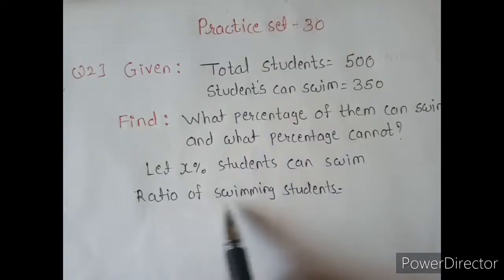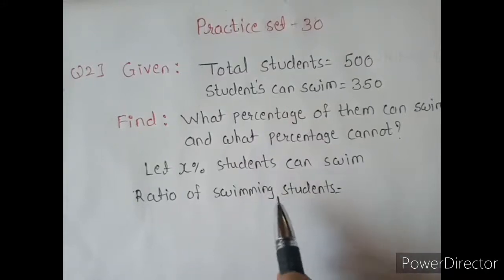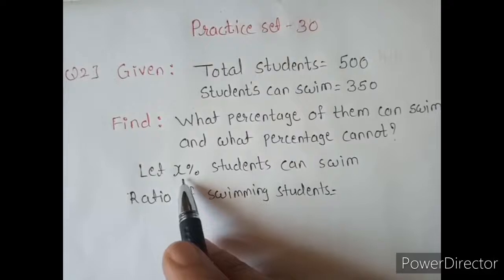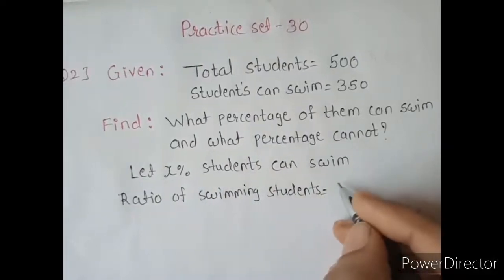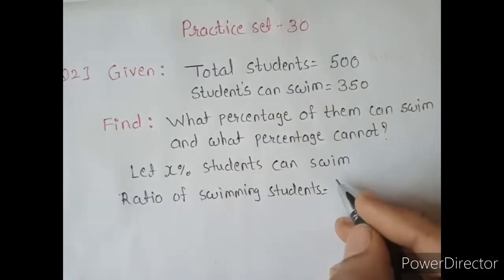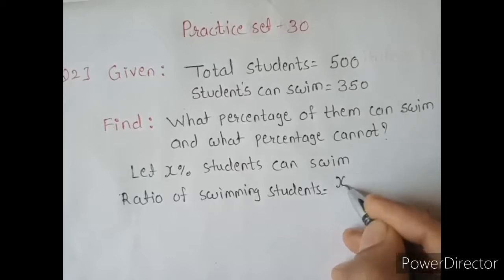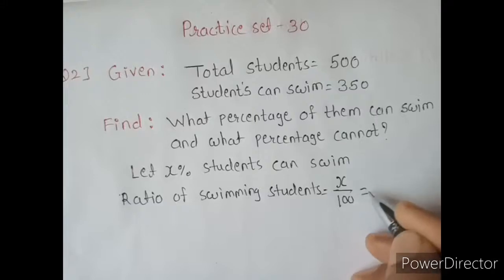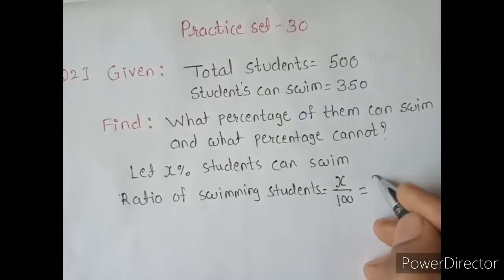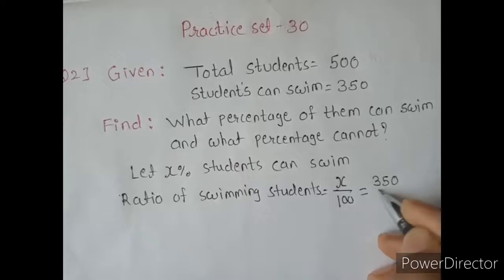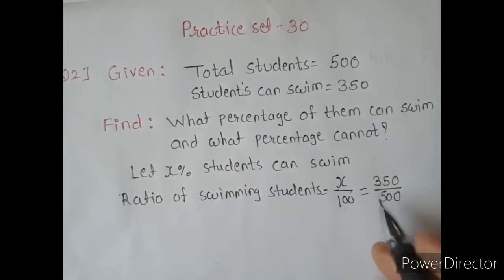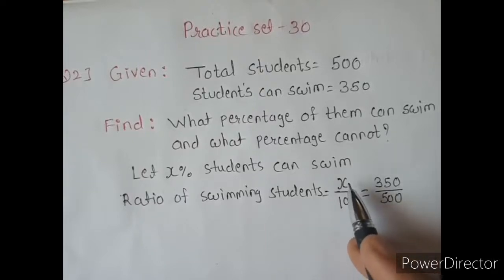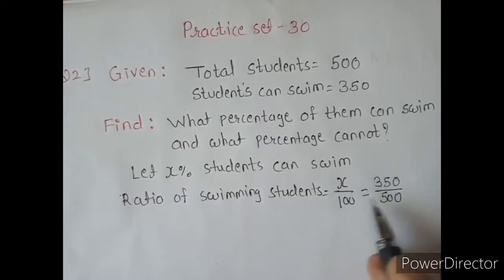Now write down the ratio of swimming students. How to write X%? In example 1 we have seen X% is written as X upon 100, is equal to 350 students can swim out of 500 students. Now to find the value of X, we have to multiply both sides by 100.